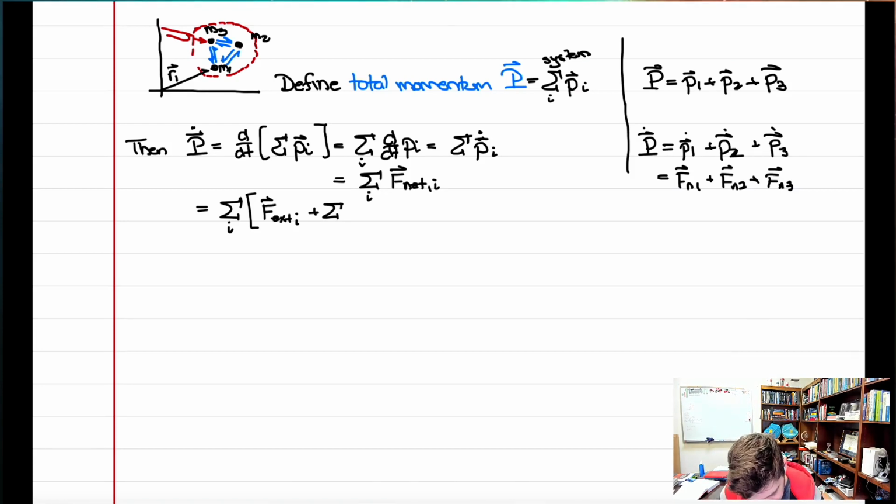So I'm going to write this as another sum of, and this is not summing over i, but this is going to sum over all the j's that are not equal to i. And what is this sum over? The interaction forces, right, on i from j.